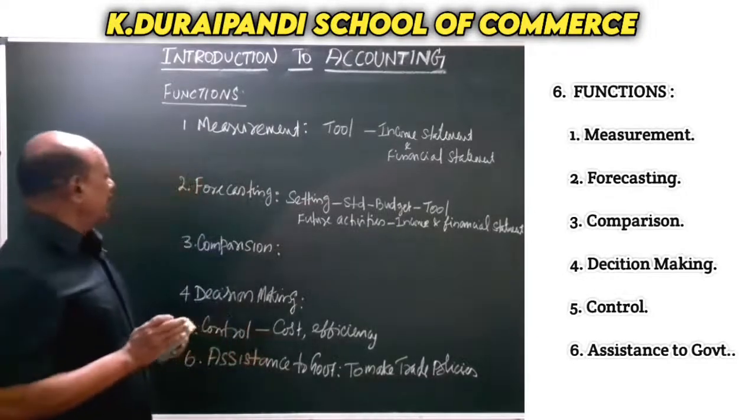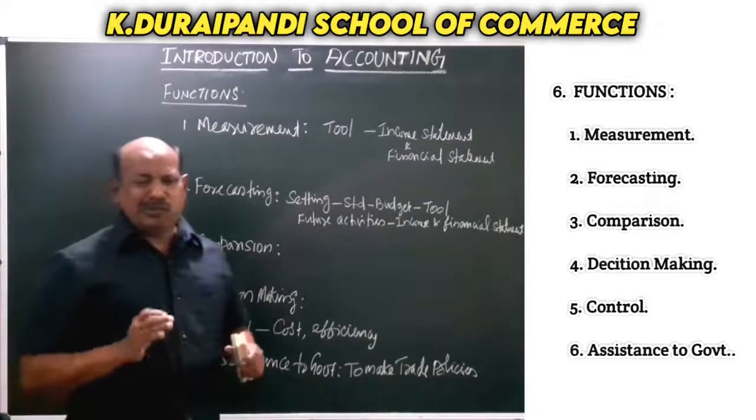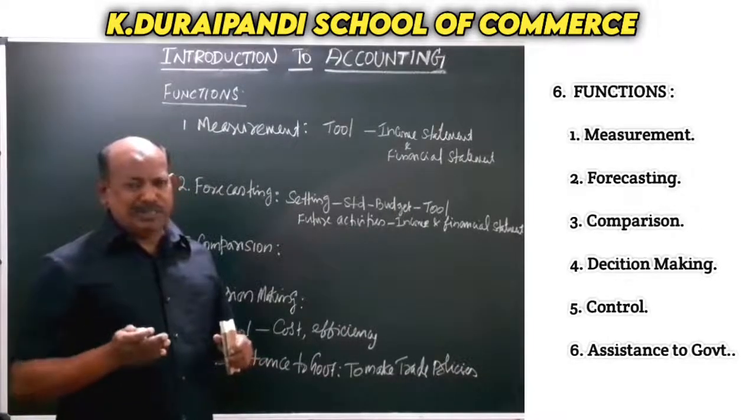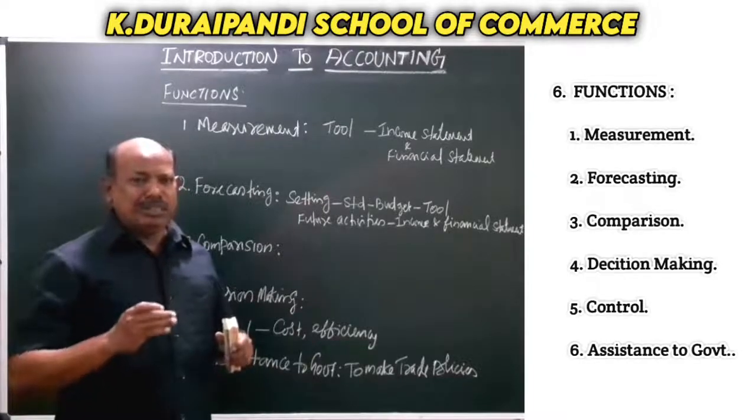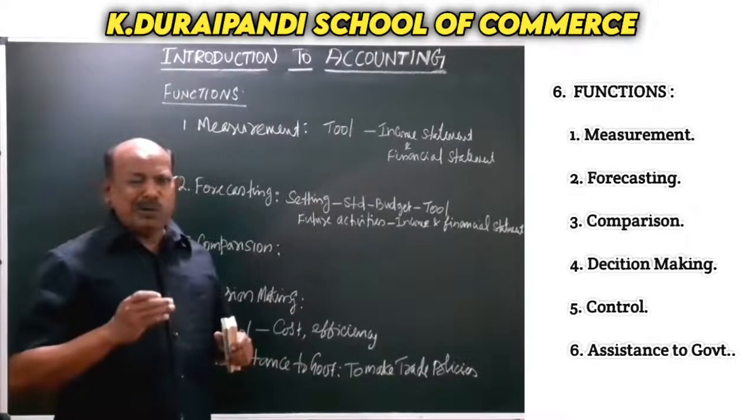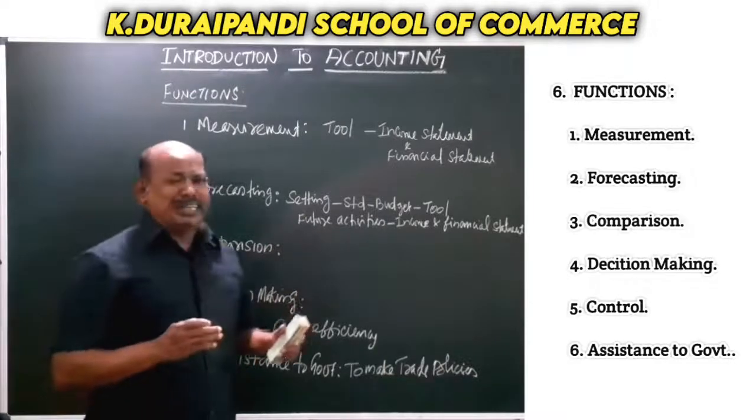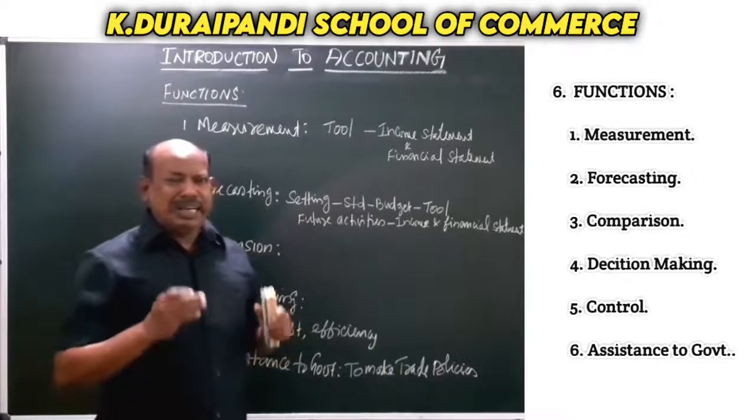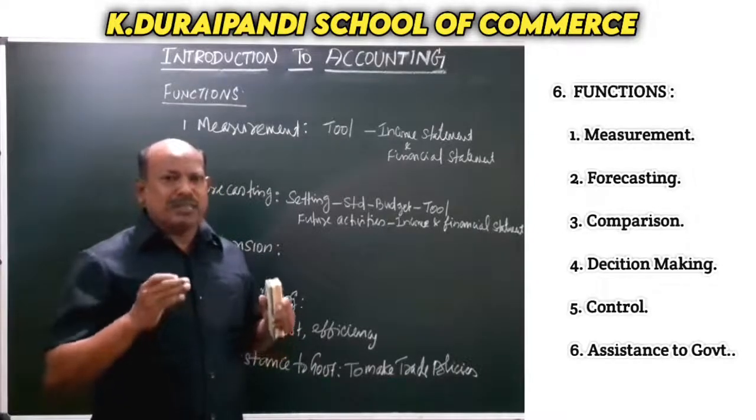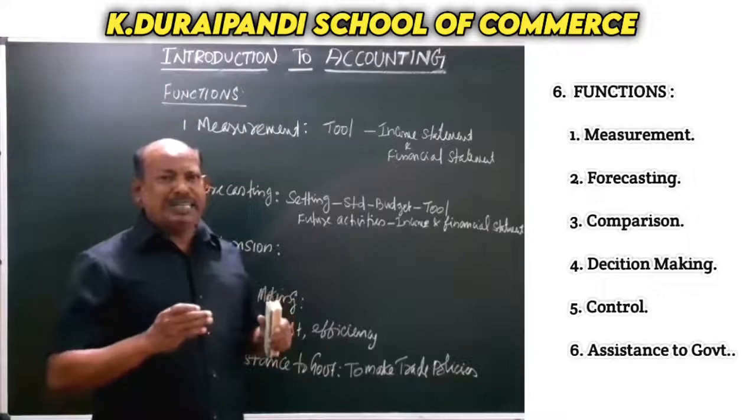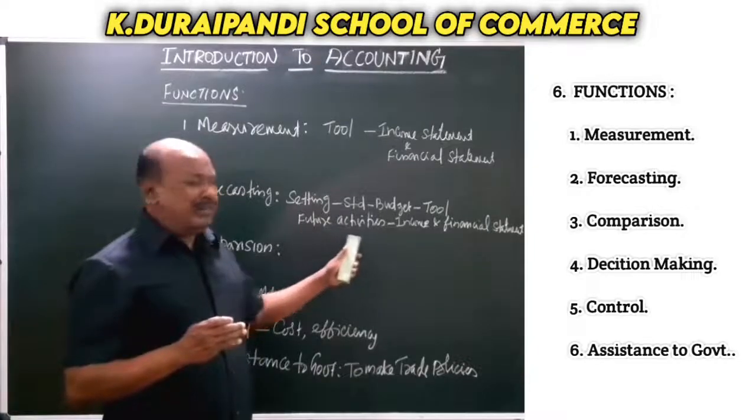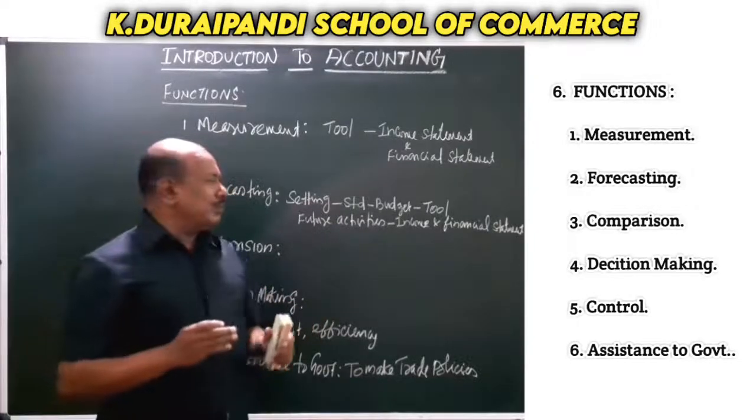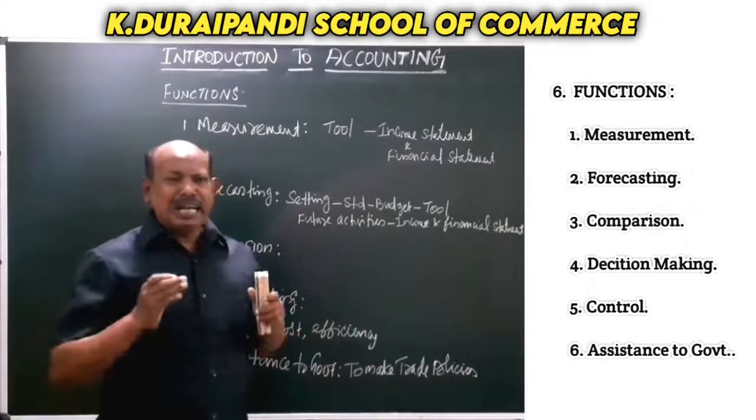The next function is forecasting. Forecasting means to estimate the future, to predict the future activities, to estimate the future income as well as future financial position. How is it possible? By setting standards, budget, cash flow, ratios, and other tools of financial items, which will help in estimating the future activities of income as well as financial statement.